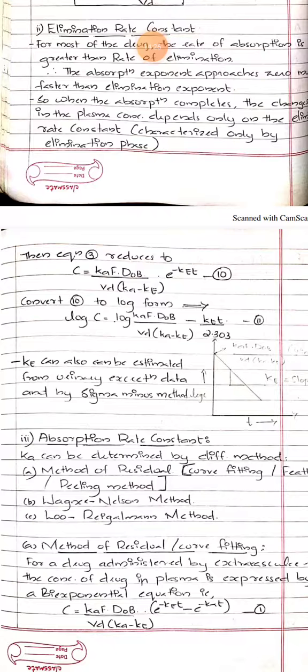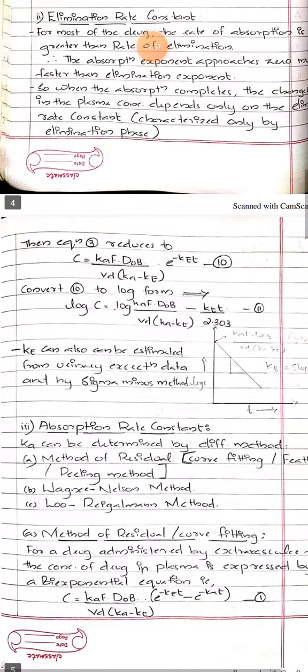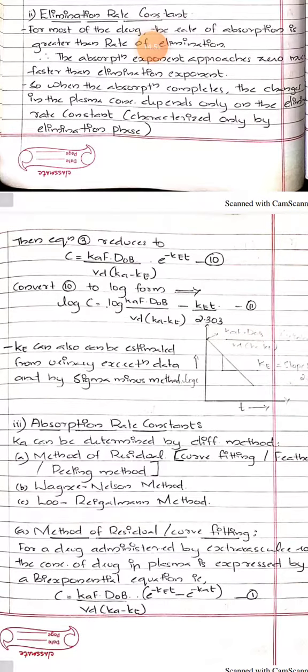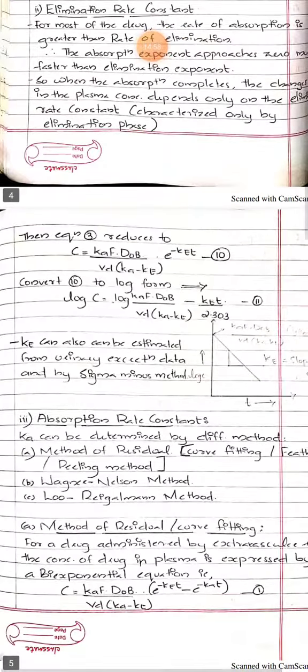Then the last parameter remaining after extravascular administration is the absorption rate constant. That is an important one. There are different methods to find Ka, the absorption rate constant. One is the method of residuals, or curve fitting method, also known as the feathering or peeling method.